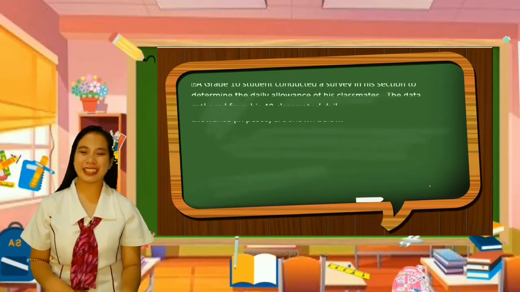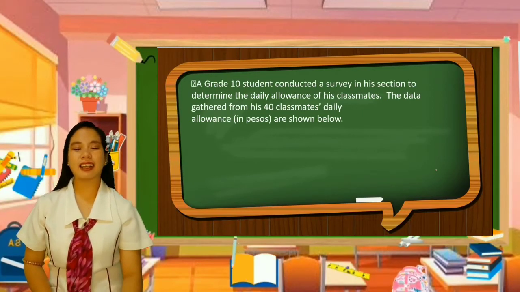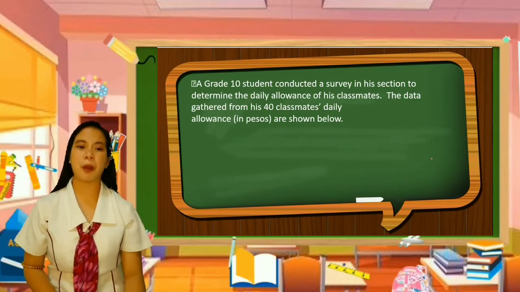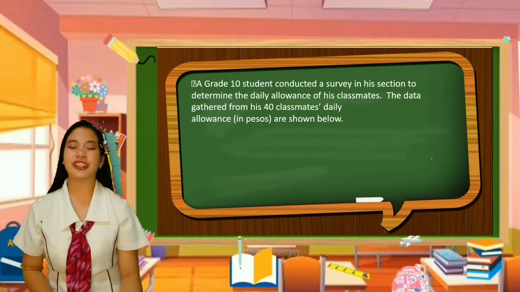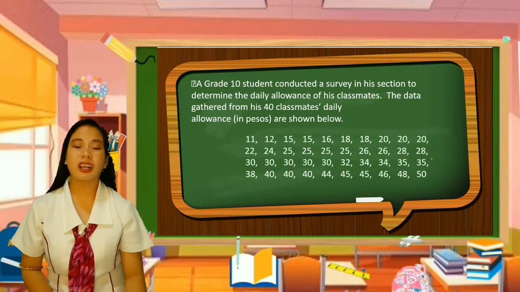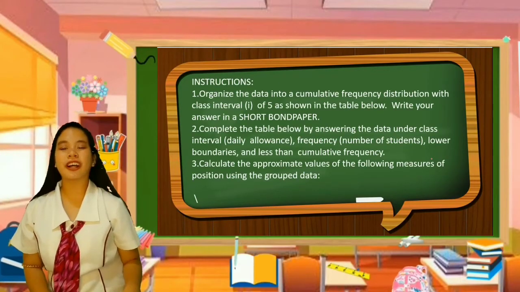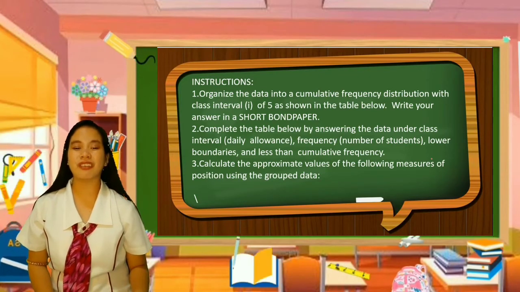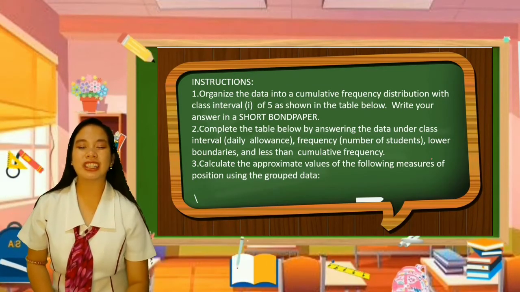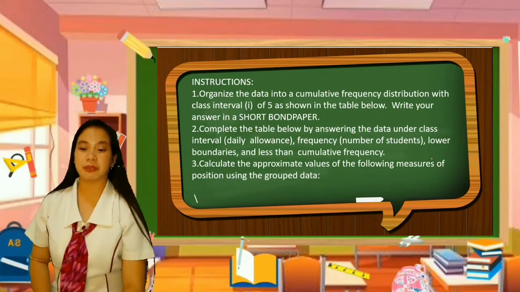So, class, let's proceed to another activity. A grade 10 student conducted a survey in the section to determine the daily allowance of his classmates. The data gathered from 40 classmates' daily allowance in pesos are shown below. So, here are the instructions. First, organize the data into a cumulative frequency distribution with a class interval of 5 as shown in the table below. Write your answer in a short bond paper.